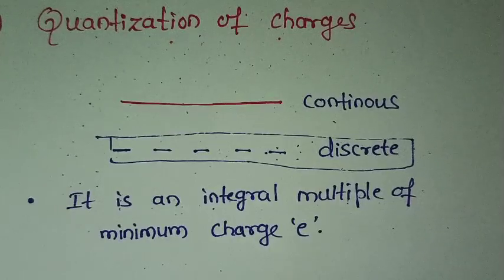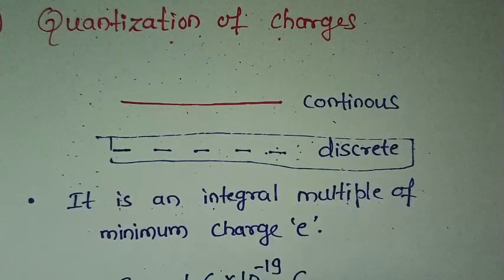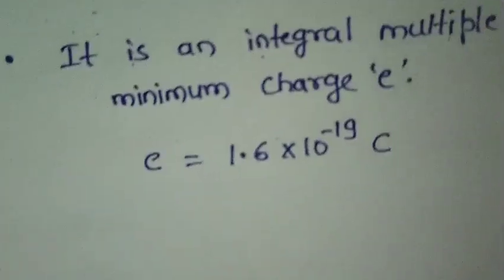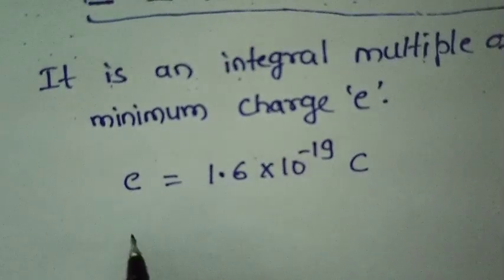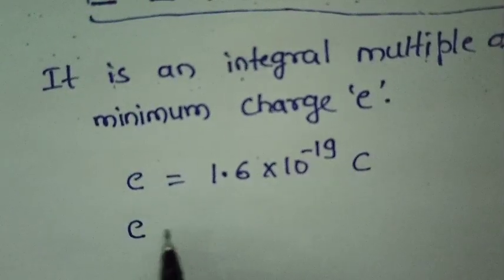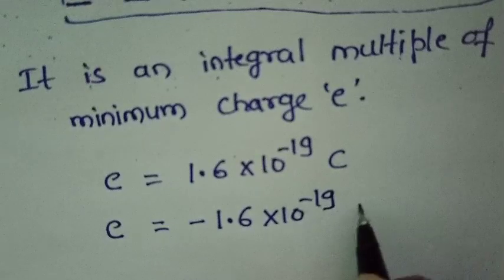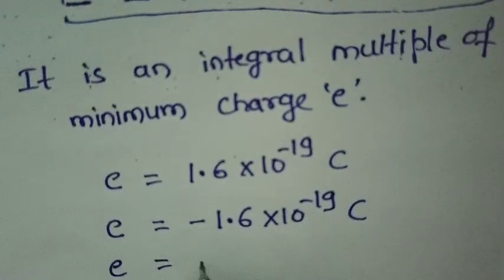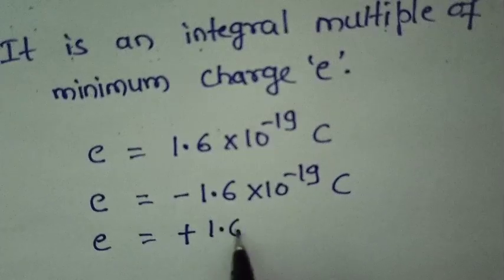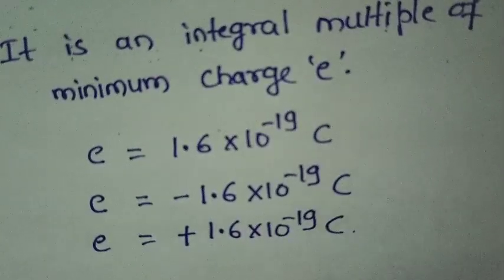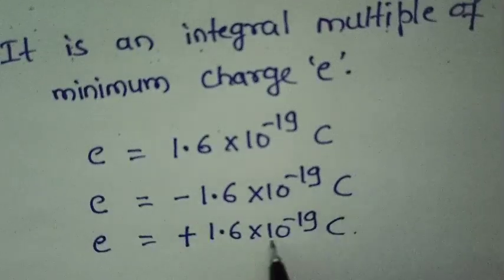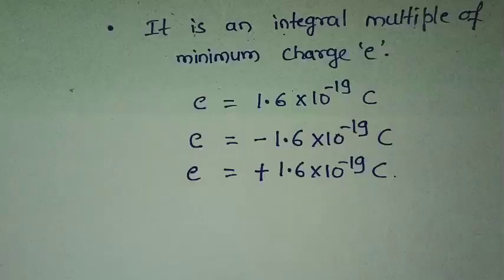Quantization of charges means what? It is an integral multiple of the minimum charge e. This minimum charge e has a value of 1.6 into 10 raised to minus 19 coulomb. This is the magnitude of e. If it is an electron, this can be written as minus 1.6 into 10 raised to minus 19 coulomb. If there is a proton, then the value will be plus 1.6 into 10 raised to minus 19 coulomb. In both cases, the magnitude remains the same, only the sign changes.